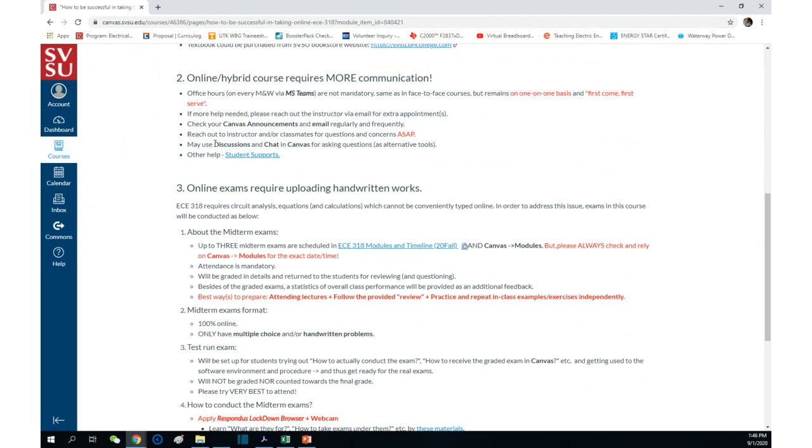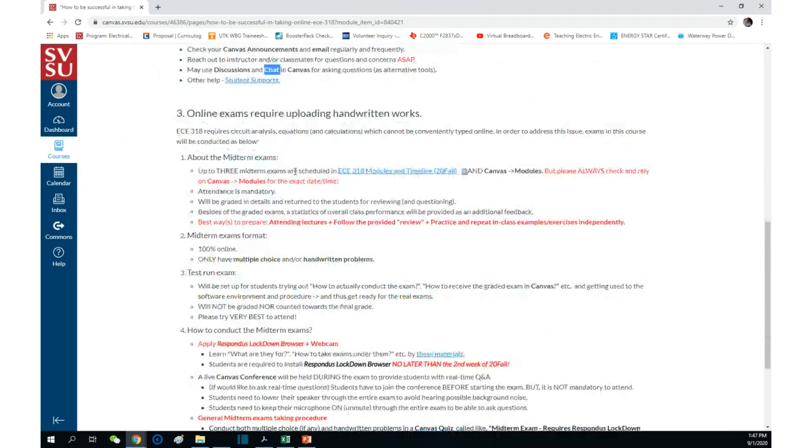And you might use discussions or chat. These are two features inside of Canvas as well. For discussions, you can post something there to see if anyone is going to reply. I will check those very often. So if any student posts something in discussions or chat, I will reply for sure. And some other students support a link.